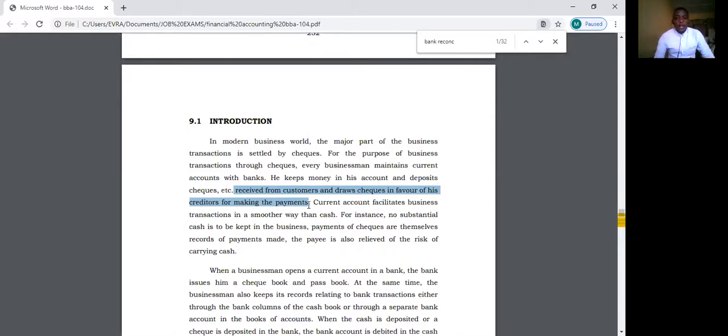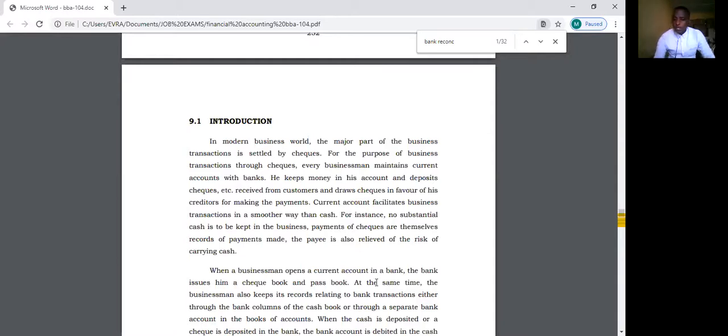So that's why, when the bank receives that check, the bank is there to credit the bank account. The current account facilitates business transactions in a simpler way than cash. For instance, no substantial cash is to be kept in the business. Payments by check are themselves records of the payments made. The payee is also relieved of the risk of carrying cash.